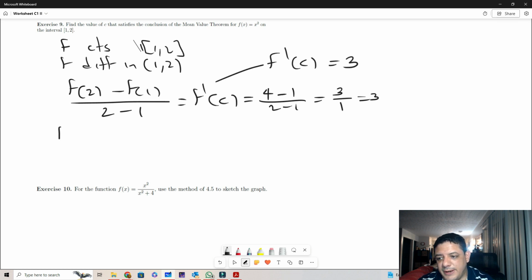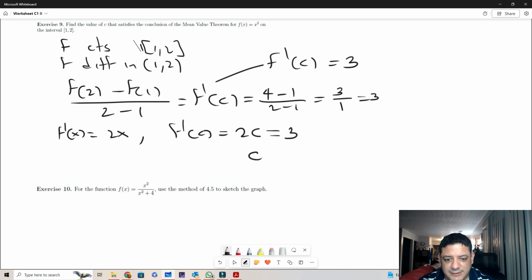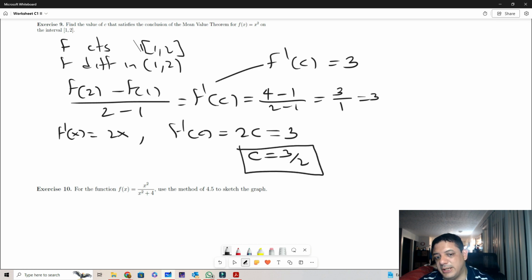Now, if we find out what f'(x) is, then that's 2x. So that means that f'(c) is essentially 2 times c. And if 2 times c is equal to 3, that means that c is equal to 3 halves. And this is the c that satisfies the mean value theorem condition that we wanted to find.